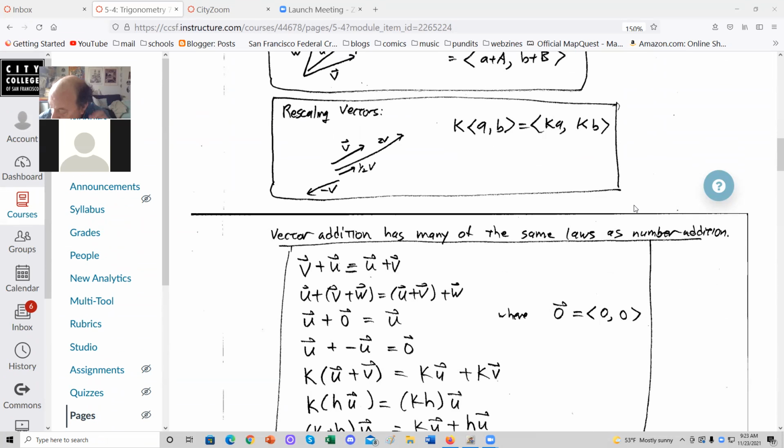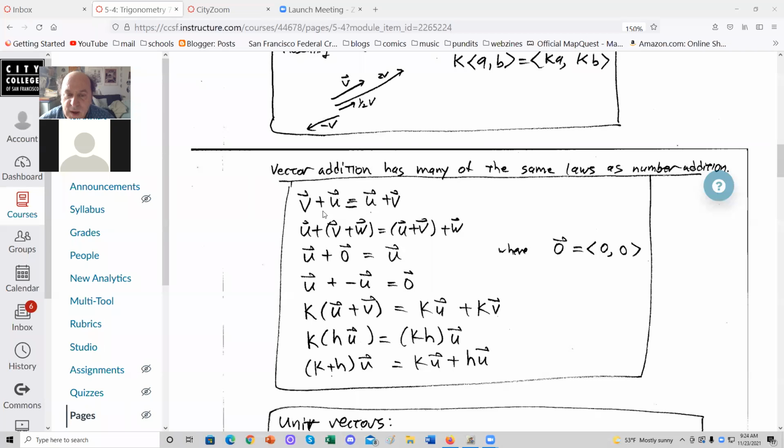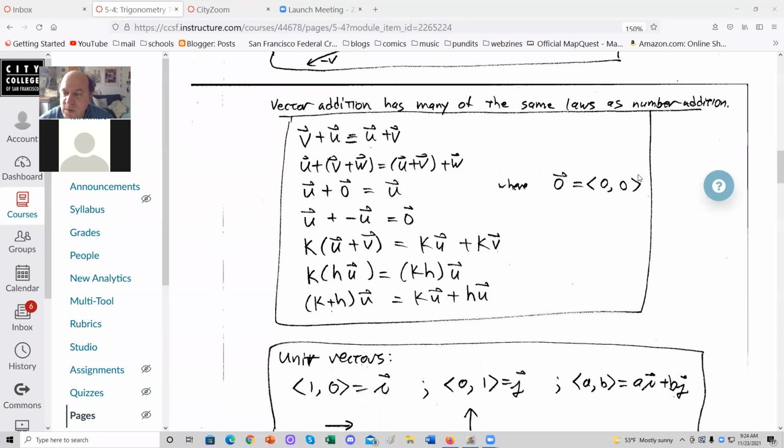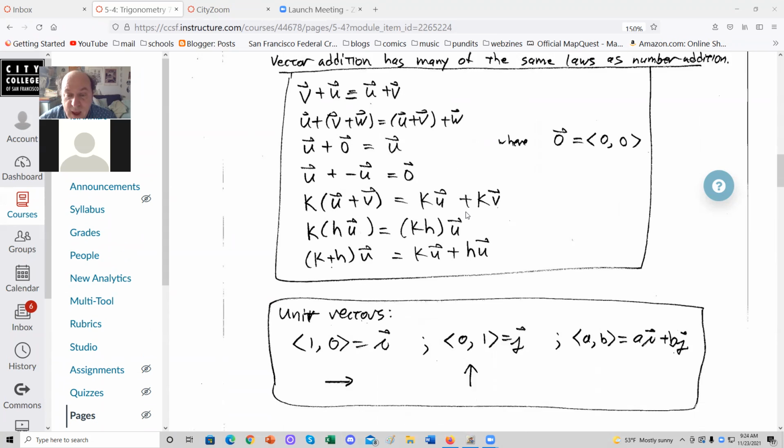Now, we call it addition because it has many of the same rules as addition of numbers. It's commutative: u plus v equals v plus u. It's associative: u plus v, that plus w, equals u plus the quantity v plus w. There's a zero vector, ⟨0, 0⟩, of zero length, and I suppose any direction. u plus a zero vector equals u. u plus its opposite, pointing in the opposite direction, equals a zero vector.